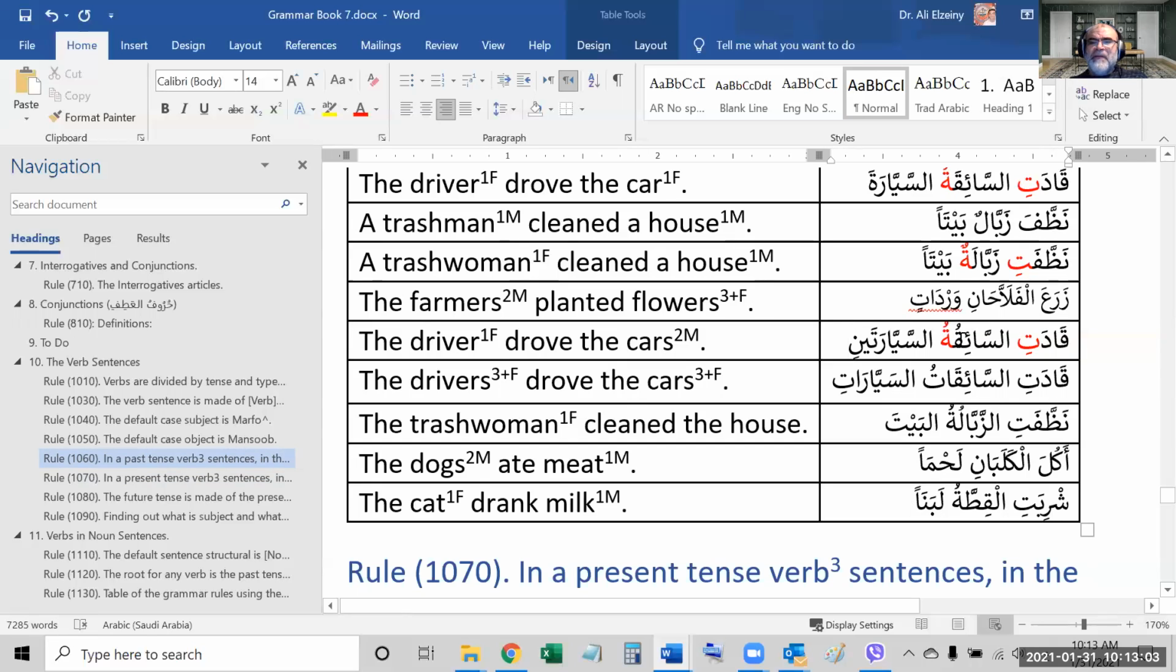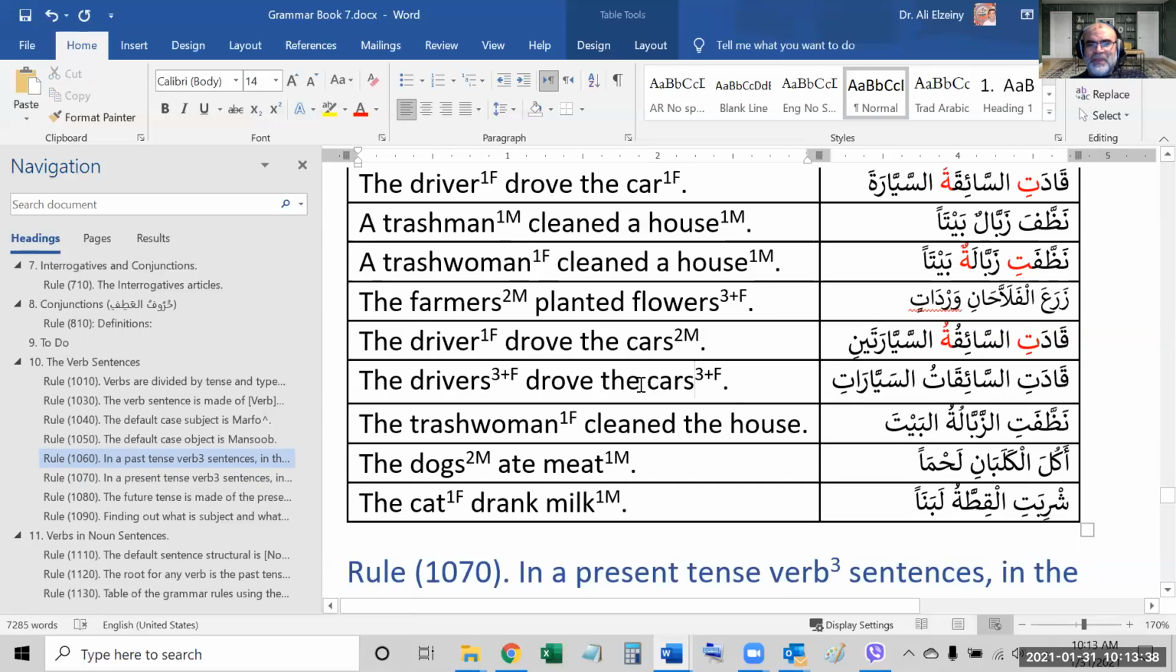السائقة فاعل مرفوع بالضمة. السيارتين مفعول به منصوب بالياء. Okay? Now here, the only difference is that we changed the drivers from one female into three females, plural female, and we changed the cars into plural females also.